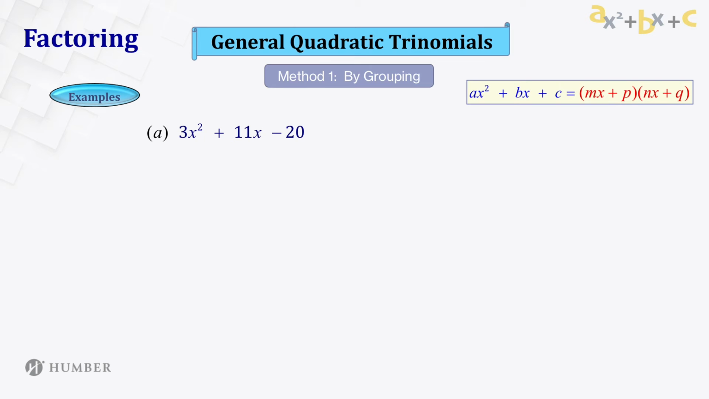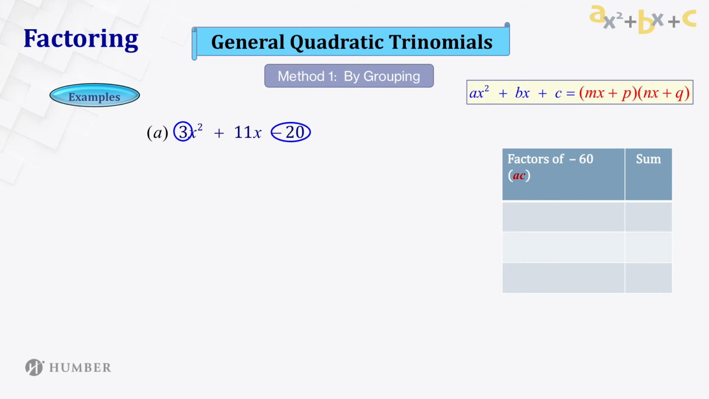Let's look at the first example using the grouping method. Again, we begin by checking for any common factors. However, we do not see any. With this method, we'll find factors of the product of coefficients A and C. The product is negative 60 in this case. Keep in mind that one of the numbers must be negative.